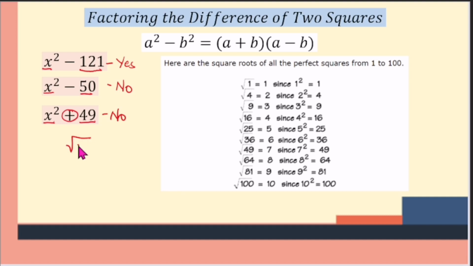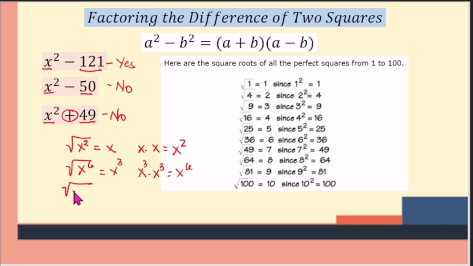Example, ang square root ng x squared is equal to x. Kasi x times x equals x squared. Ang square root naman ng x raised to 6 equals x raised to 3. Kasi x raised to 3 times x raised to 3 equals x raised to 6.